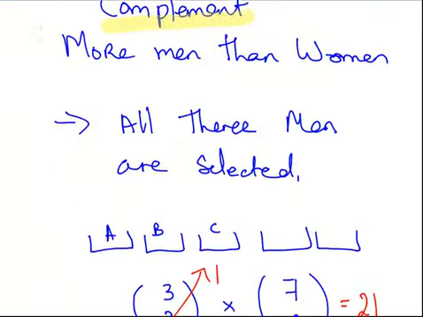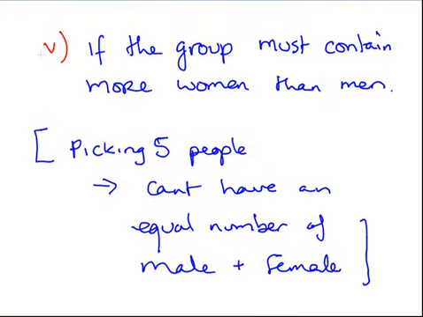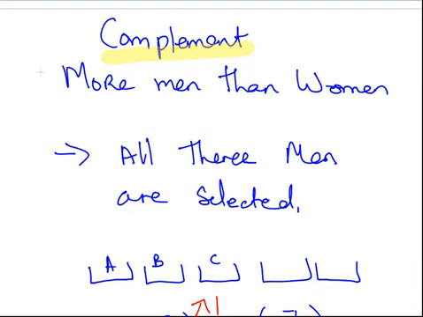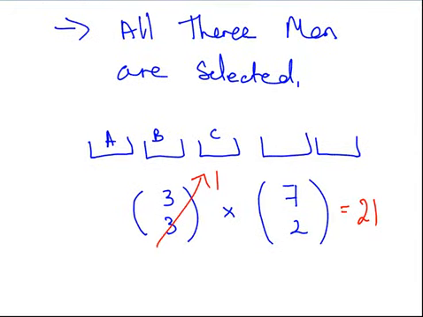By sort of, it must contain more women than men. You just remember you can't have an equal number of males and females. Consider how many ways you can get more men than women. In this case that's quite an easy one, because you have to pick 3 men from 3, and there's only one way you can do that.